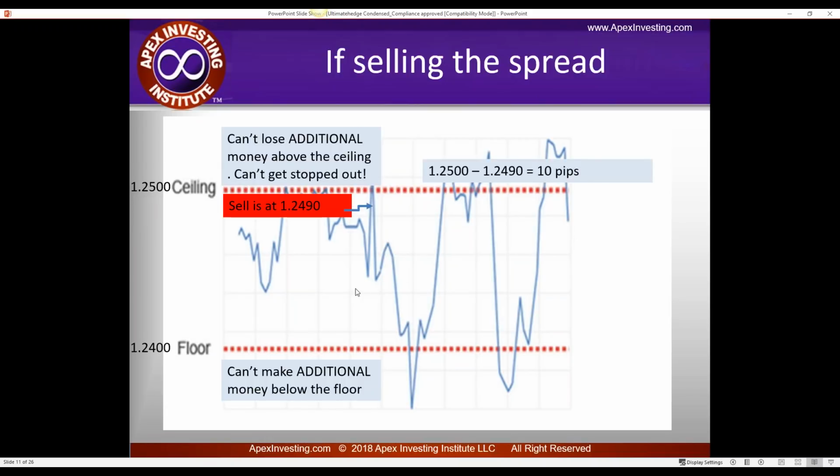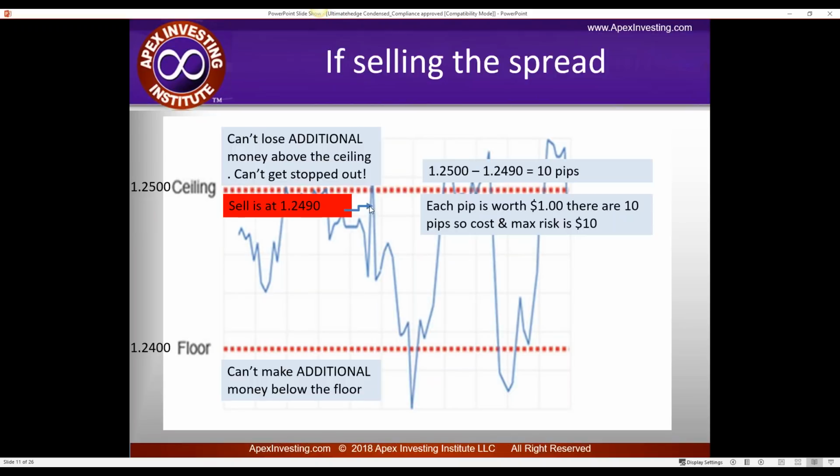So let's just say for a quick example that I sold at 1.2490. The ceiling is at 2,500. So what's the difference there? The ceiling's at 2,500, that's where my risk is capped. I sold at 24.90, so I sold 10 pips away from the ceiling, right? Each pip being worth $1. So there are 10 pips. So my maximum risk is what? $10. That's the most I could potentially lose, the most I'm risking on this trade.